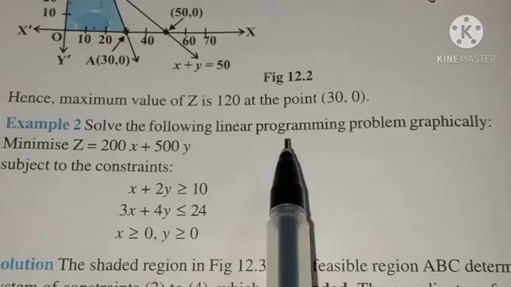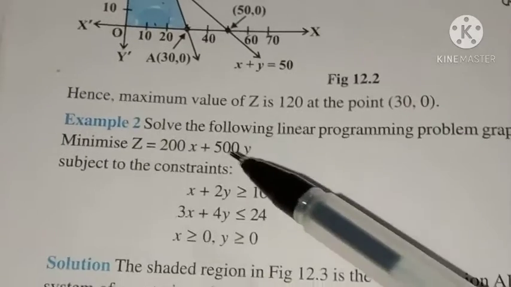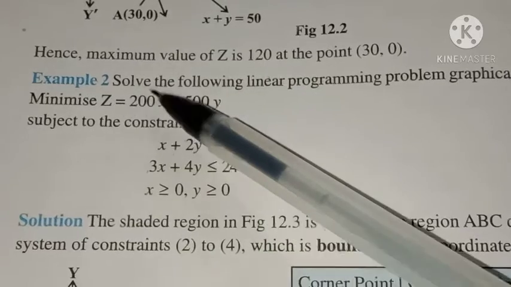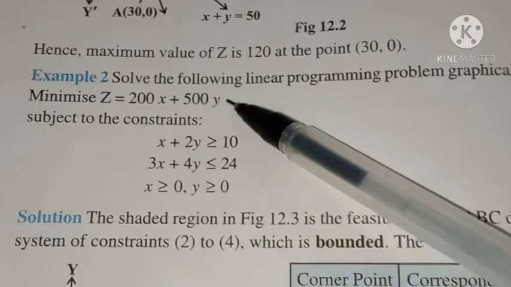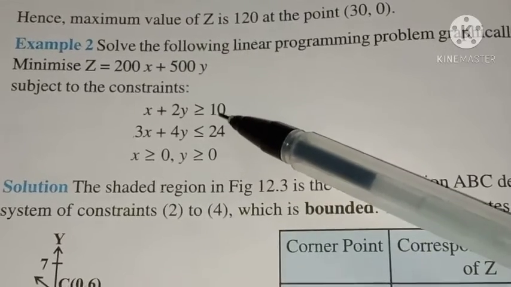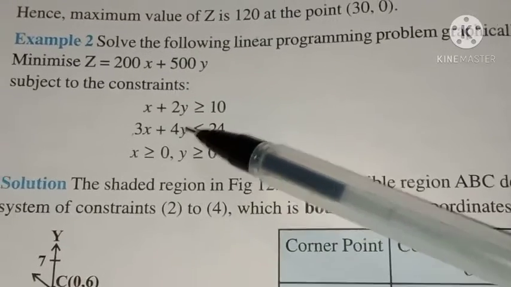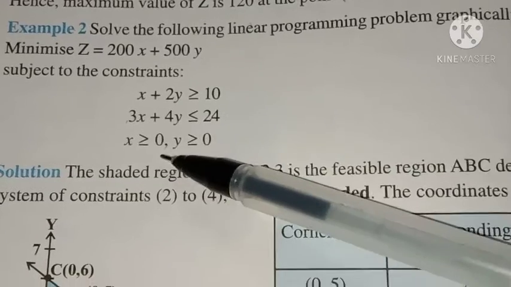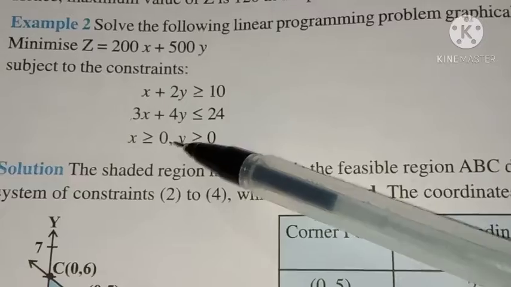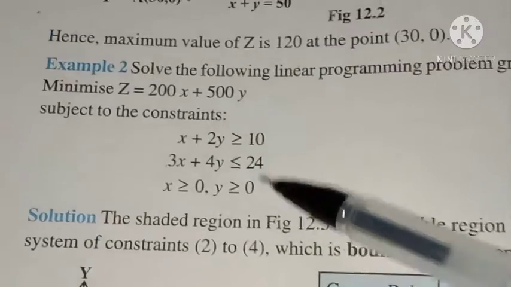Solve the following linear programming problem graphically. Minimize a linear function Z = 200x + 500y subject to the constraints x + 2y ≥ 10, 3x + 4y ≤ 24. Then the non-negative restrictions are x ≥ 0, y ≥ 0.